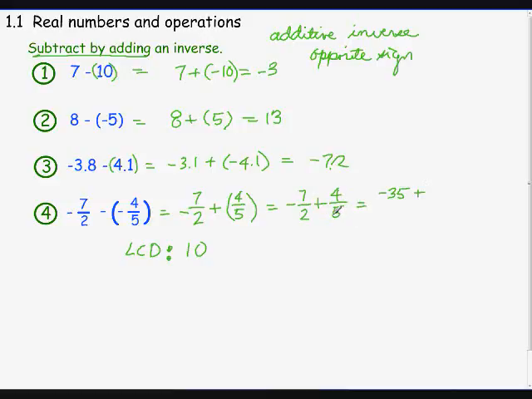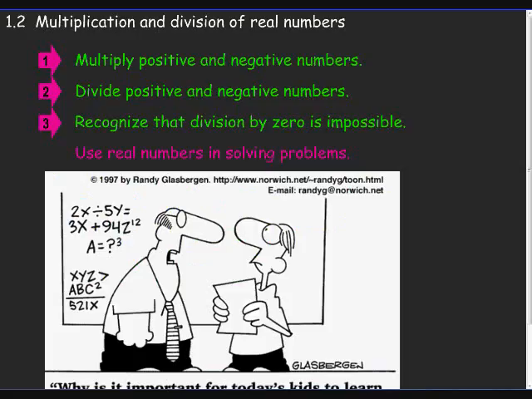To make this into a 10 in the denominator, we multiply the top and the bottom by 2. That's all over 10. We end up with a negative 27 over 10 as our answer. And I don't think we can get that any smaller.